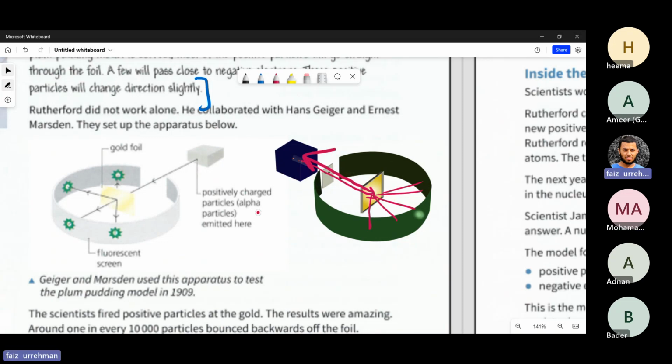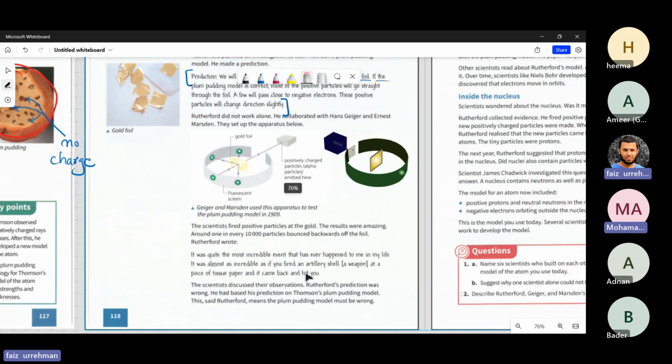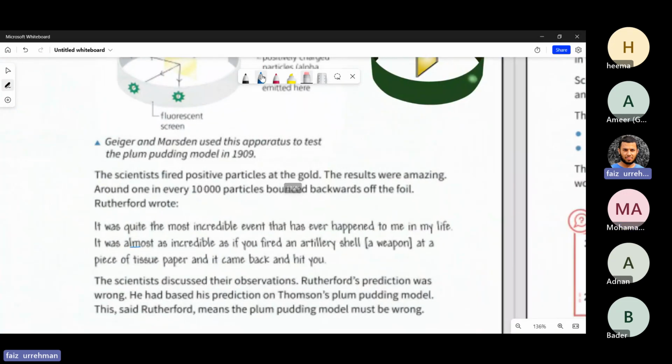By seeing this, he was so happy and so surprised. Who? Rutherford. Look, it's written here. But why was he happy? Who are Geiger and Marsden?